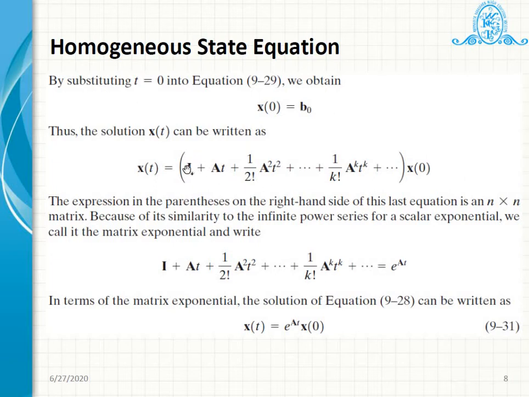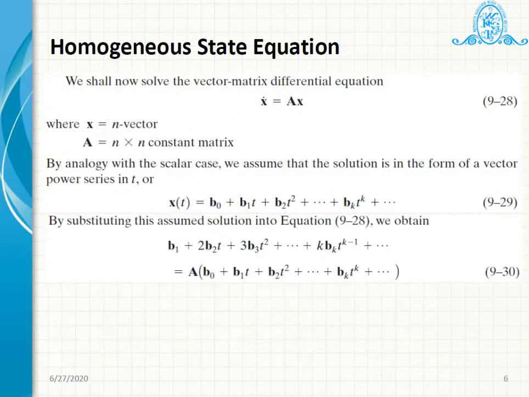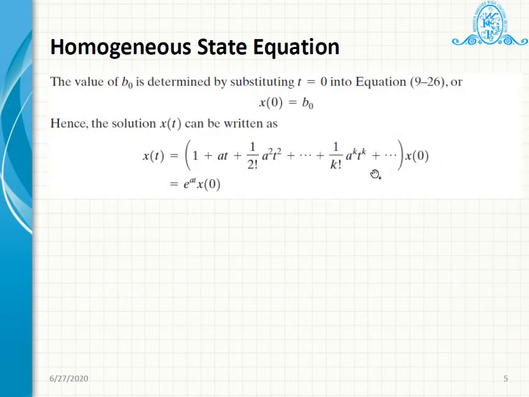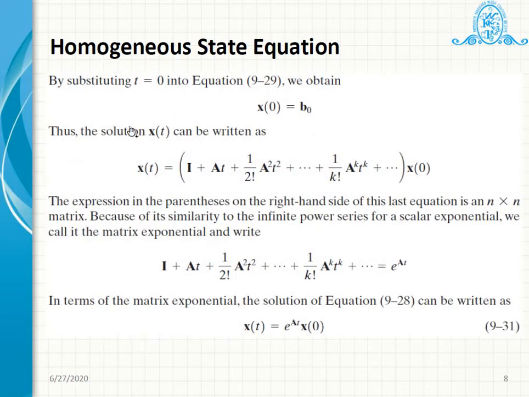Now here we need to understand that this I is an identity matrix. This I is an identity matrix because this is a vector differential equation. Whereas when we were talking about the scalar differential equation, that time it was 1. But here, when we are talking about the vector differential equation, we need to write the identity matrix I, right? So x of t is equal to, in brackets, I plus At plus 1 upon 2 factorial A square t square plus up to 1 upon k factorial A raised to k, t raised to k, and so on up to infinity, times x of 0.